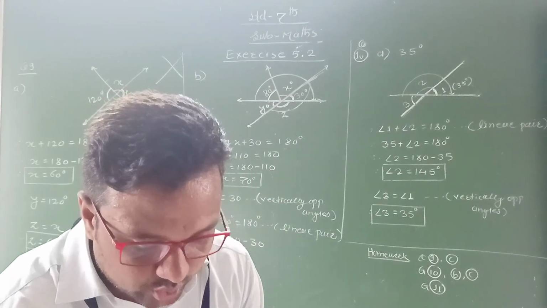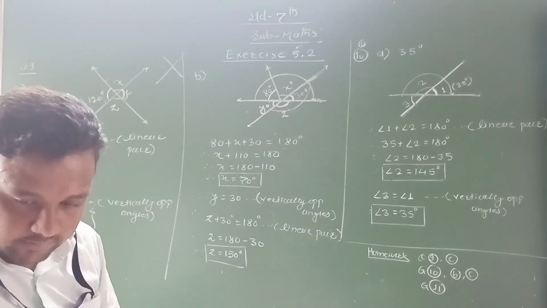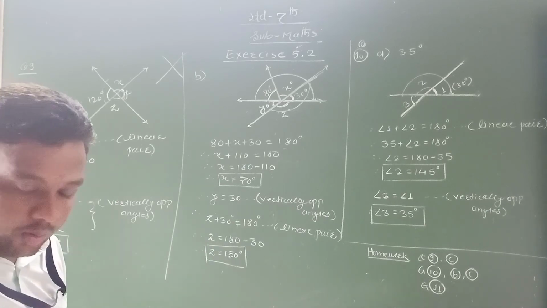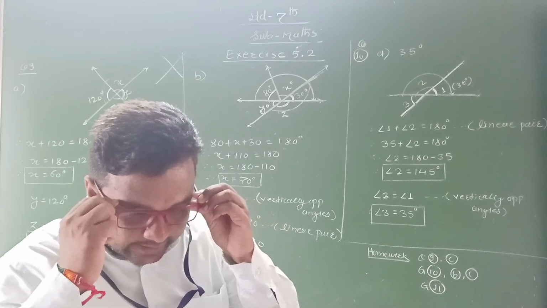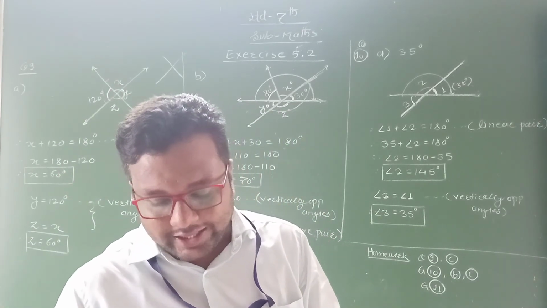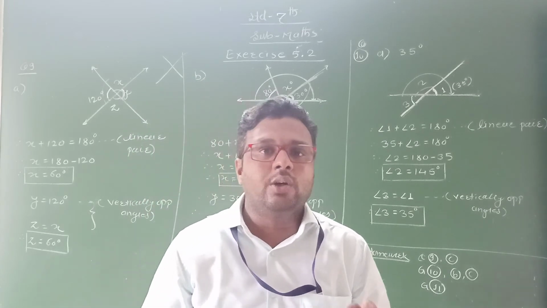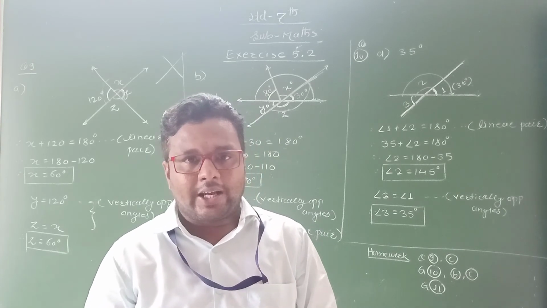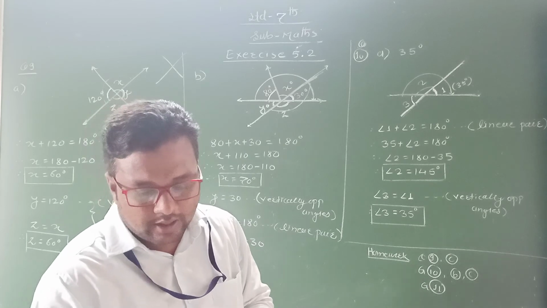Now note down your homework student. From question number 9, see example from question number 10, B and C example and question number 11. Question number 11 is given, identify the pair of vertically opposite angle from the following figure. You have to identify the vertically opposite angle. You understand what is a vertically opposite angle and you can easily find out the vertically opposite angles pair.